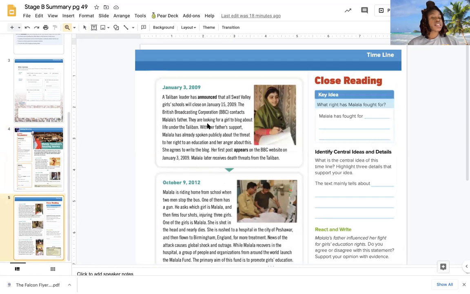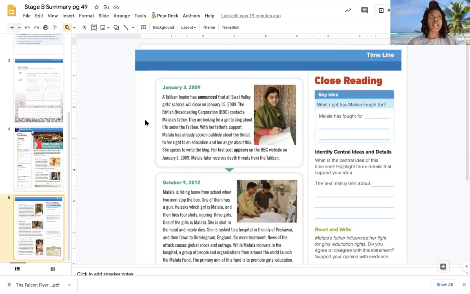All right, Kylie, read the next entry. The top one, Yep, January 3rd. a Taliban leader has announced that all Swat Valley girls' schools will close in January 15, 2009. The British Broadcast Corporation contacts Malala's father. They are looking for a girl to blog about life under the Taliban. With her father's support, Malala has already spoken publicly about the threat to her right to educate in anger about this. She agreed to write the blog. Her first post appears on the BBC website on January 3rd, 2009. Malala later receives death threats from the Taliban.